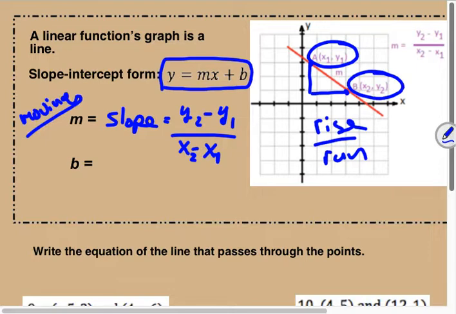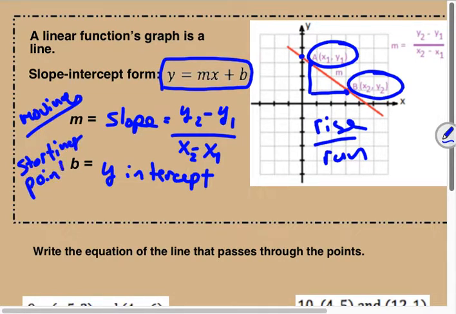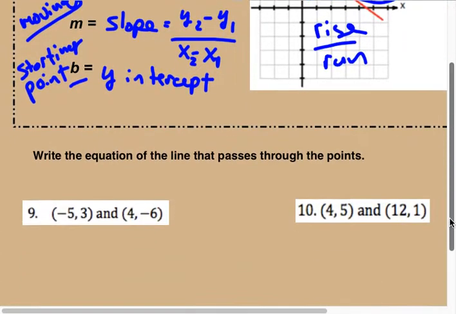B is your y-intercept. Okay, that's where it crosses the y-axis. So there's my y-intercept right there. That doesn't move. It's basically your starting point. If you're graphing, you always kind of start with B, your y-intercept. So doing some work with this now.